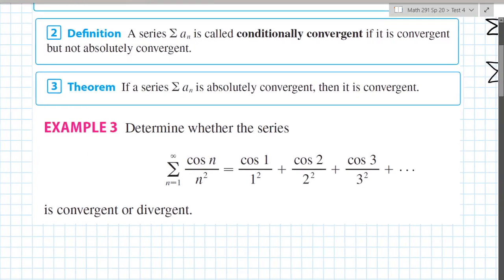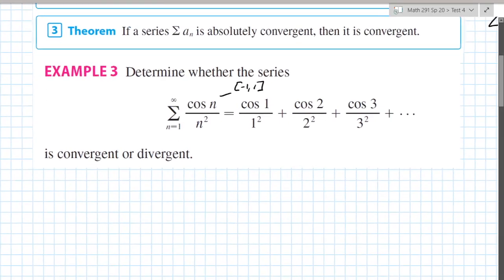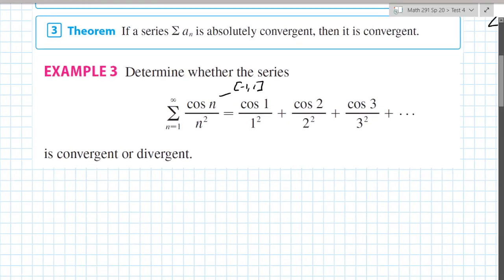So this is not exactly an alternating series. Cosine of 1, 2, 3, 4, and so on is going to be between -1 and 1. And you see on the denominator we've got n raised to the second. So we would like to kind of use the comparison test.